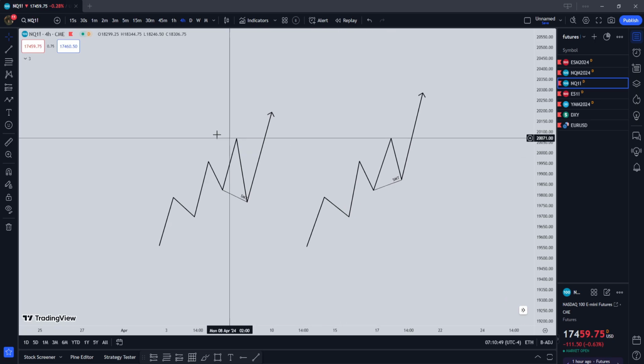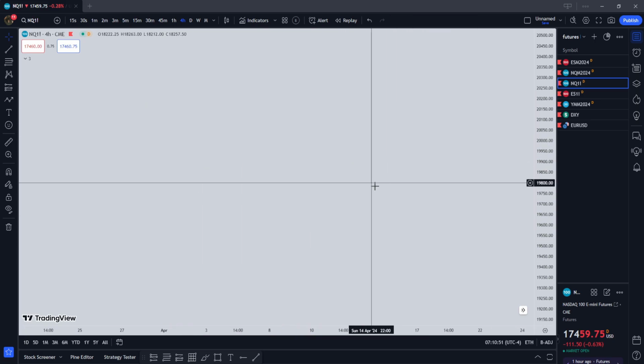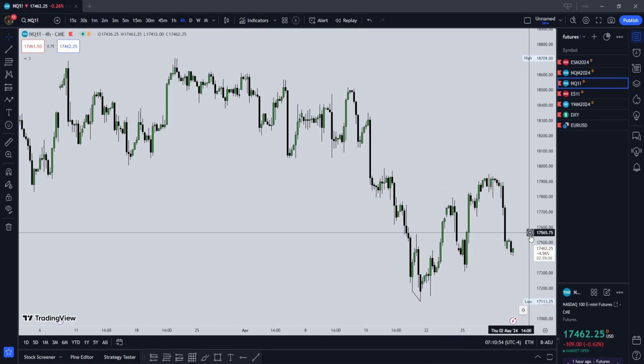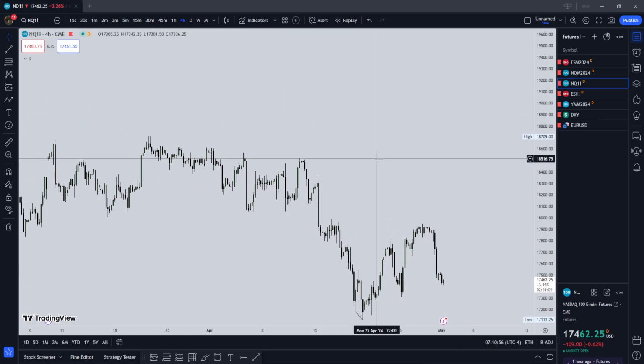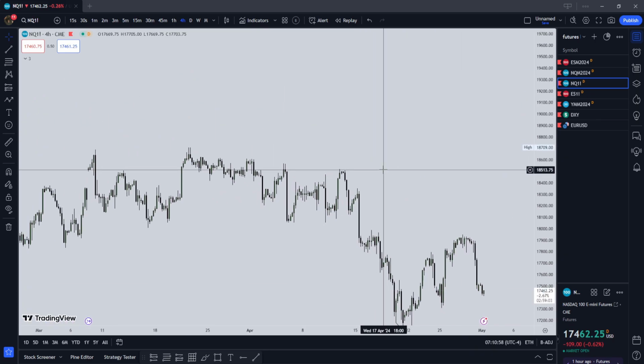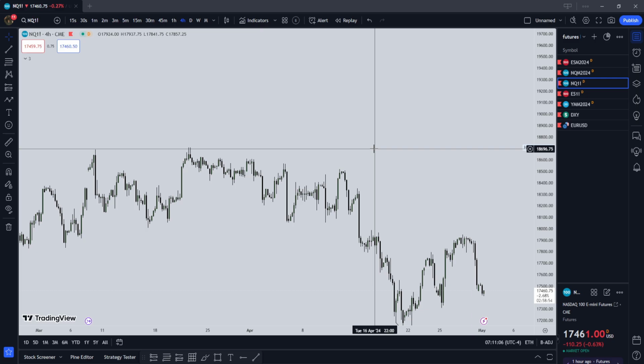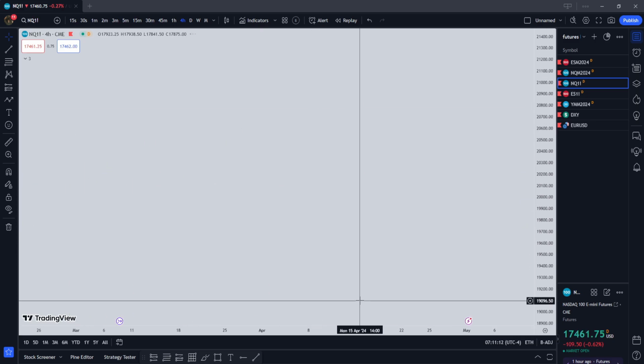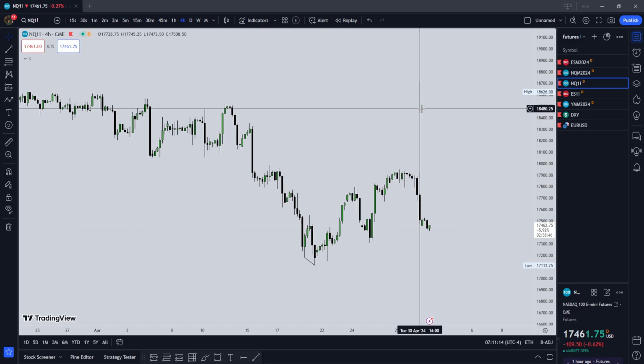If you look at the charts, and I'm going to show you some examples, of course, all the main moves in the market, the big moves, start with an SMT. SMT is a really good indication of whether price is going to go up or go down. So now let's look at the charts.